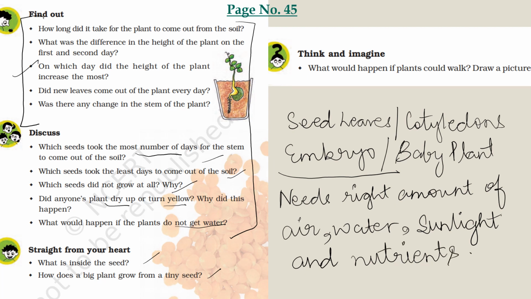Next, on the next page, this is the activity. As we all know, plants do not move. When you plant a tree, it grows at the same place only. So they're asking what would have happened if plants could walk. So you have to draw a picture. You have to imagine how your plant would look if it could walk. You have to draw this in your notebooks, in your EVS copies.